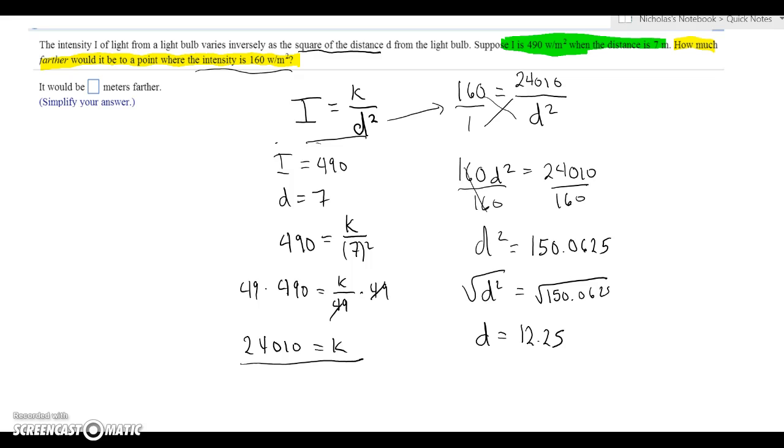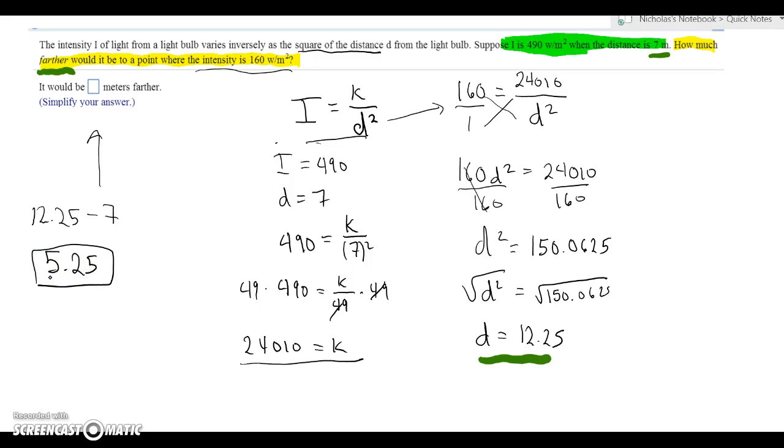I would never do anything this tricky on the test, but do you see where it says how much farther? So where were we at before? We were at 7 meters, right? So to find out how much further, we're going to take the difference between 12.25 and 7. So to find how much further it would be, it's going to be 12.25 minus 7. So our final answer is going to be 5.25. So it's going to be 5.25 meters further.